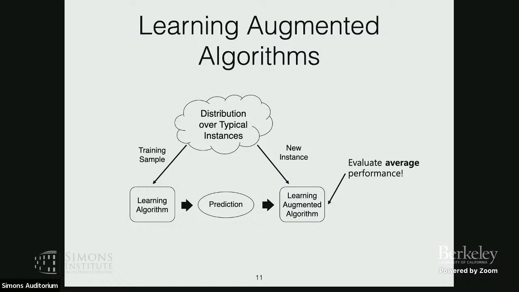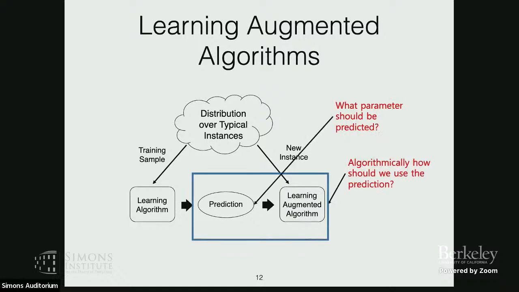And so what do we think about in this area? Well, the major questions we think about are in this box. So first of all, what parameter should we predict? Not always obvious. Like, what is a good parameter to predict for your problem is often a main question that we ask.